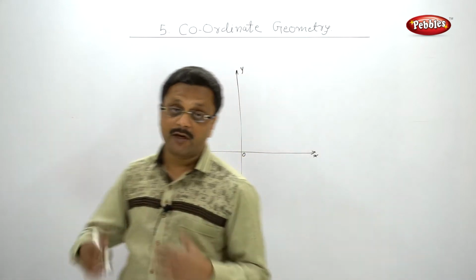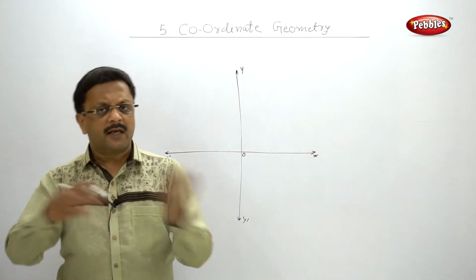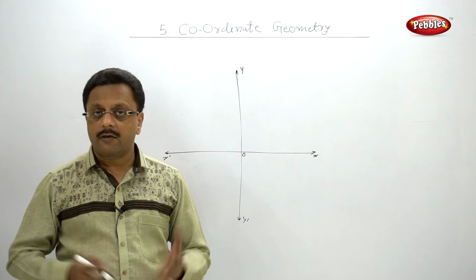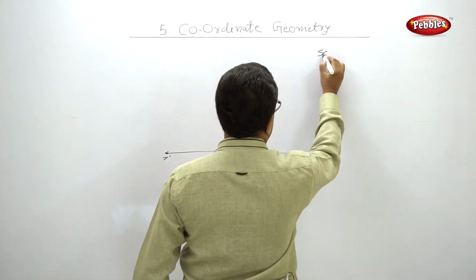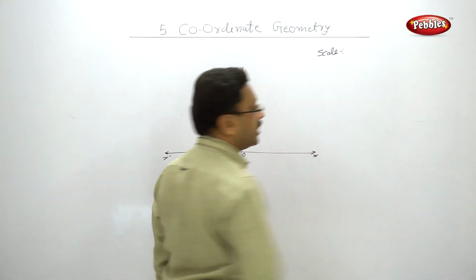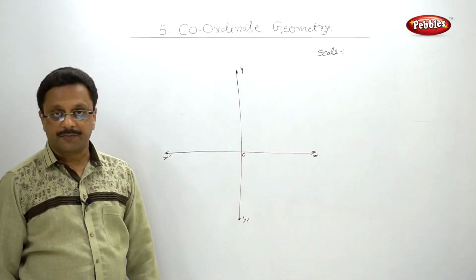It will represent 25 meters. But how will the examiner come to know this? That you have taken some scale. So you have to note that scale. So we write scale here. What scale you have taken, that has to be written here.